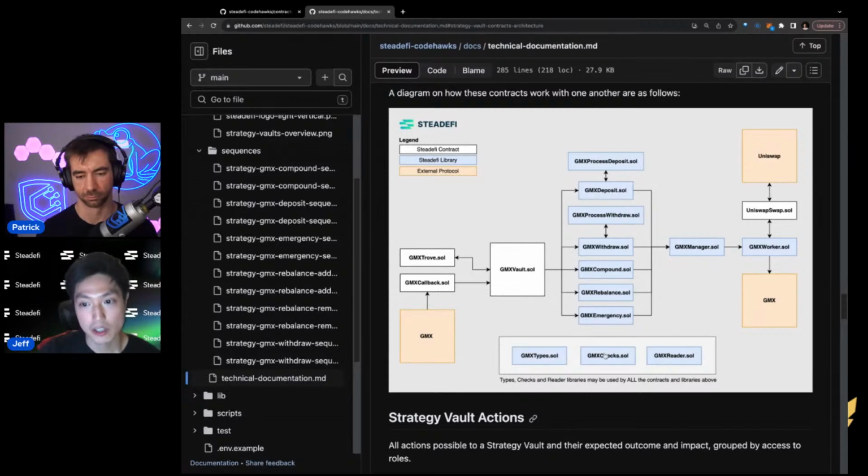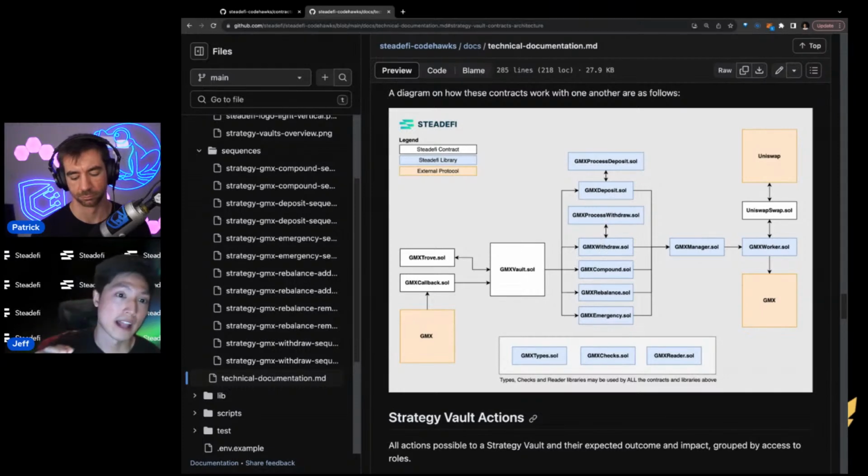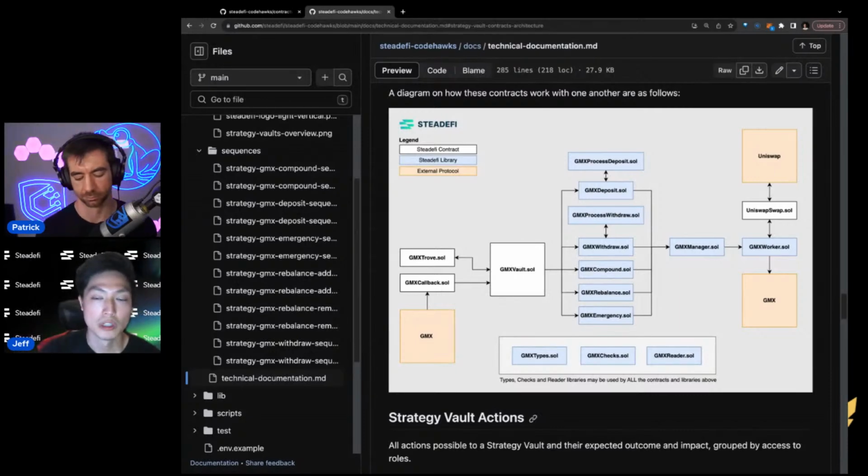GMX checks is where we put all the functions that deal with checking of anything. So before we do a deposit, before we do a withdrawal, or after we do the deposit as well, we want to check that everything is okay. That's where we put our checks functions. And for the GMX reader, it's a library that has mostly read-only functions. There's a lot of data that we want to read, things like the debt ratio, the leverage, what's the current delta, how much is the available capacity of this vault, and so on and so forth. So we put all these read functions in the GMX reader.